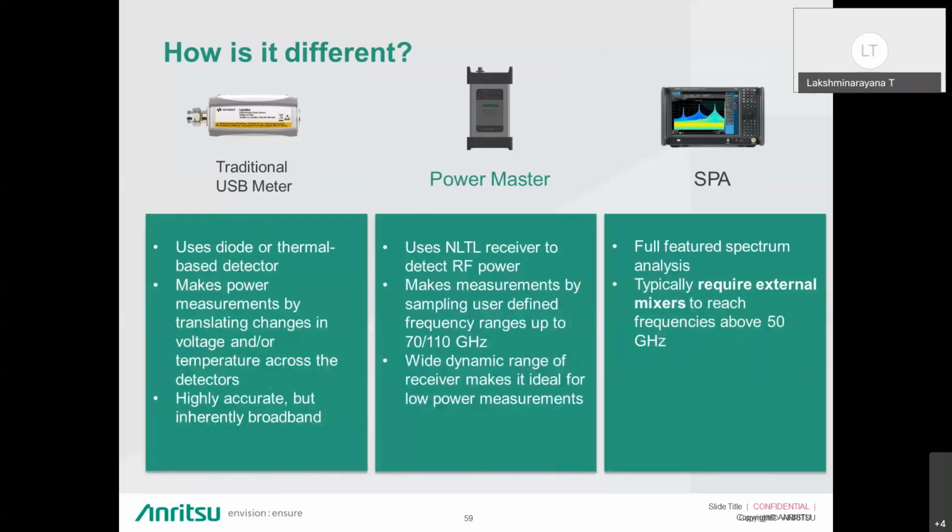And it uses an NLTL, nonlinear transmission line, receiver to detect the RF signal. Because of this NLTL technology, we are able to achieve from 70 gigahertz to 110 gigahertz, and it has a wider dynamic range from minus 90 to plus 10 dBm.